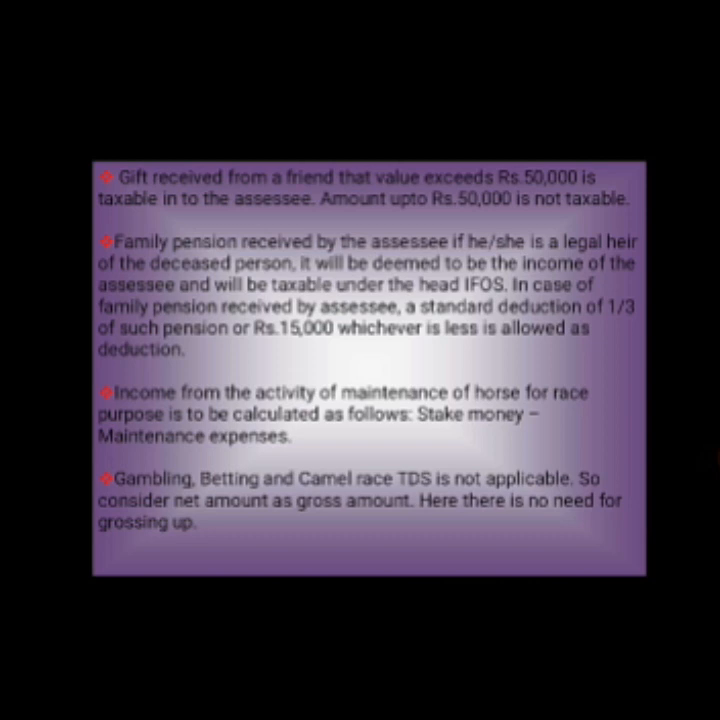Income from the activity of maintenance of horses for race purpose is to be calculated as follows: stake money minus maintenance expenses. Stake money means prize money. For gambling, betting and camel race, TDS is not applicable. So, consider net amount as gross amount. Here, there is no need for grossing up.